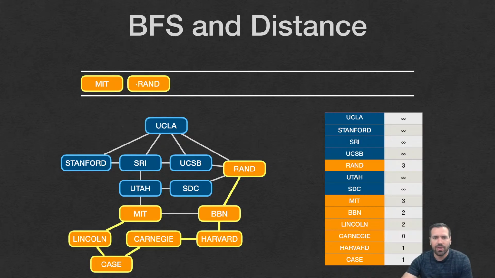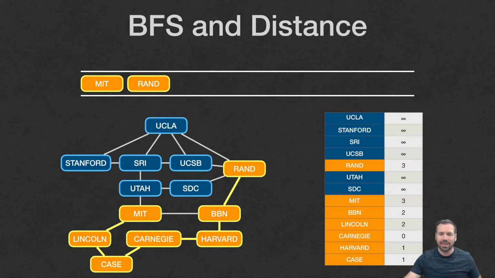Then we're going to have all of the nodes of distance 2 being processed, Lincoln and BBN, which will enqueue all the nodes of distance 3. So MIT and RAND are the only 2 nodes of distance 3, and they're going to start enqueuing nodes of distance 4. Because we're using a queue specifically, we will end up dequeuing the nodes exactly in distance order. And that's how we get nice properties out of BFS.